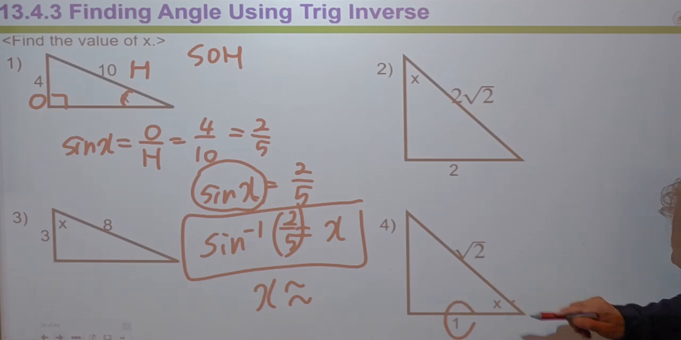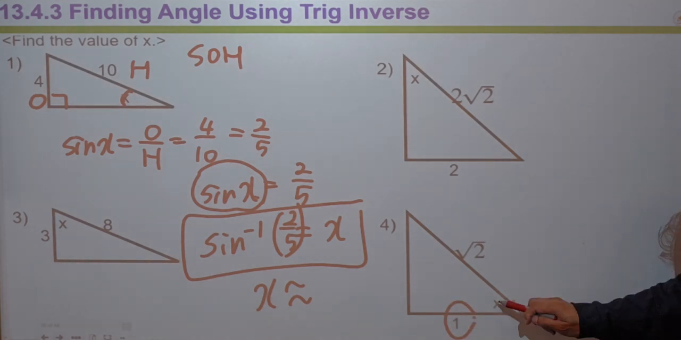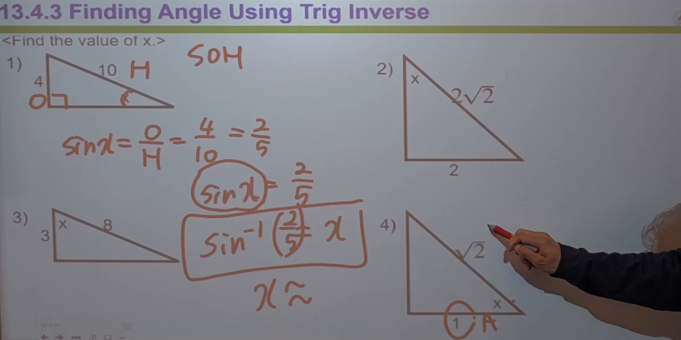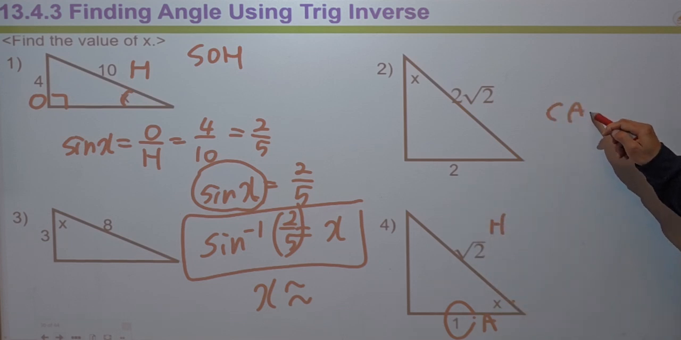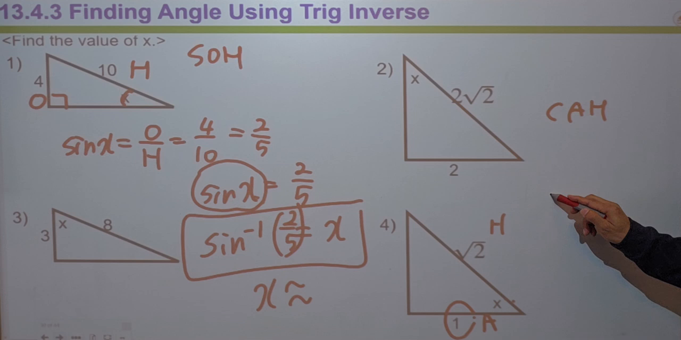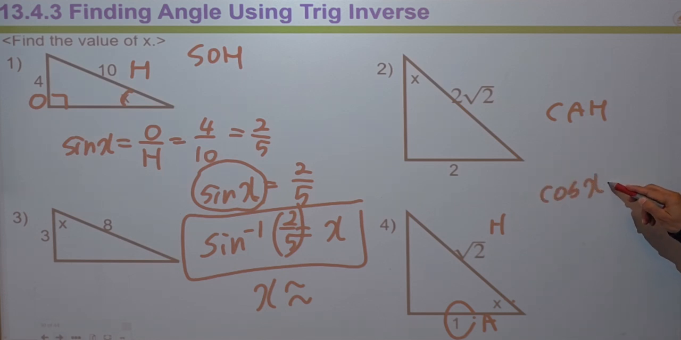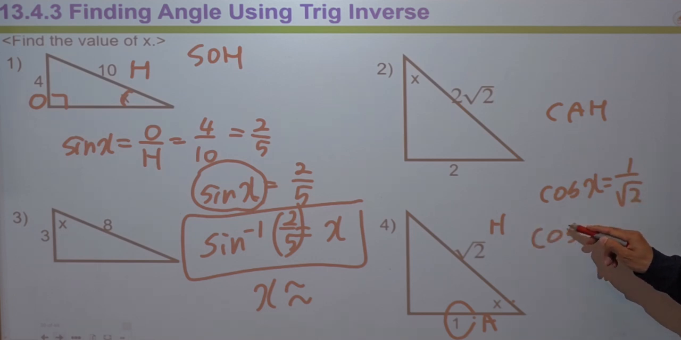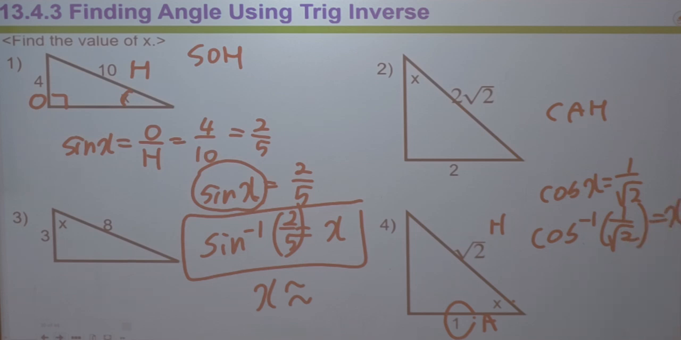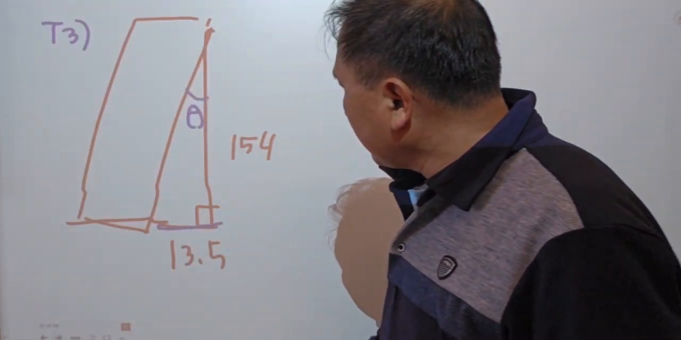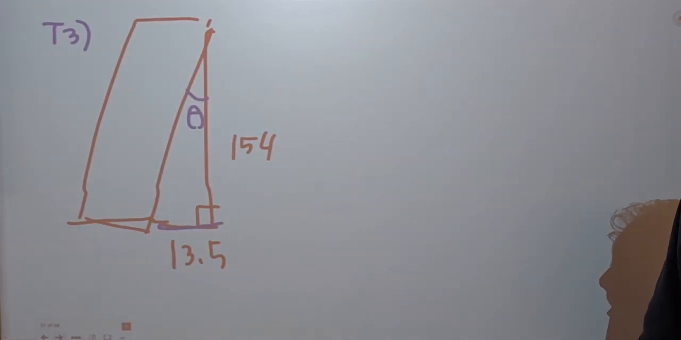Okay, but let's solve this one. This is 1, and this angle x right there. From this angle, this is adjacent and this is the hypotenuse. So I use cosine x equals adjacent over hypotenuse, 1 over root 2. And cosine inverse of 1 over root 2 equals x. So when the cosine value is 1 over root 2, what is the angle x? This is a special angle, 45 degrees. You can solve it like that.